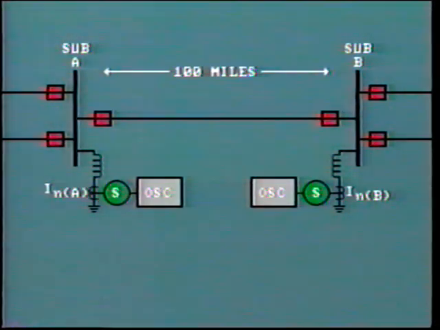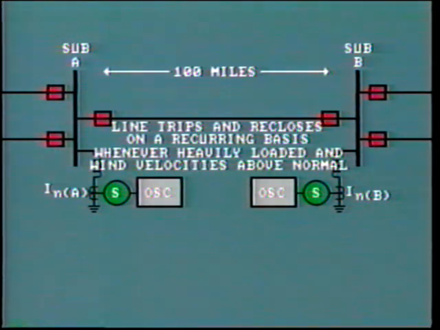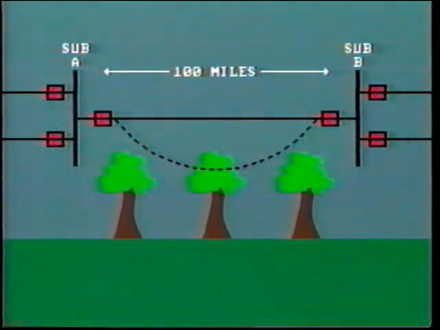This installation suffers a particular problem. The line trips and recloses on a recurring basis. The faults seem to occur whenever the line is heavily loaded and wind velocities are above normal. This leads us to believe that the line is sagging under heavy load and making tree contact. But we have no idea where the problem is located.